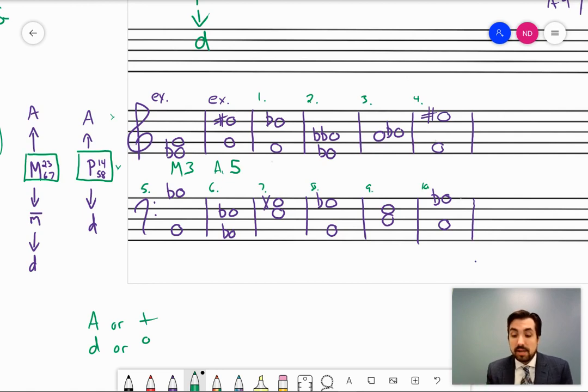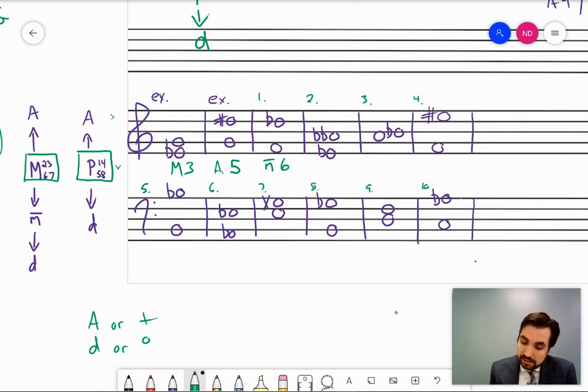Number 1, generically F to D is going to be a sixth. Is D flat a member of the F major scale? Nope. D natural would be. So if it was D, it would be a major sixth. I have D flat, which means it's been lowered by a half step. So minor sixth.